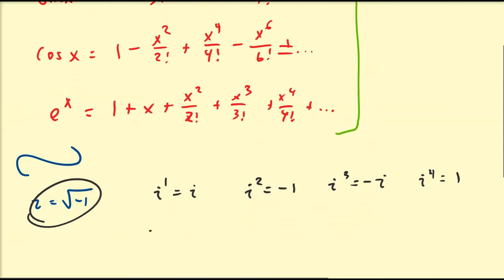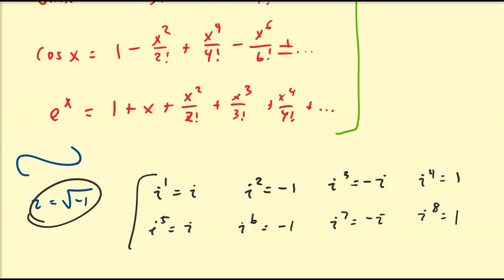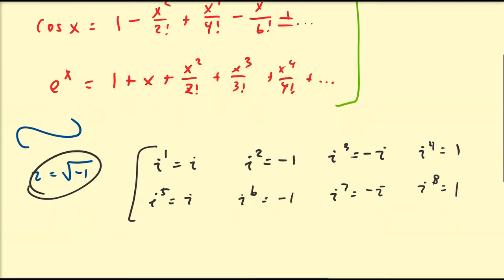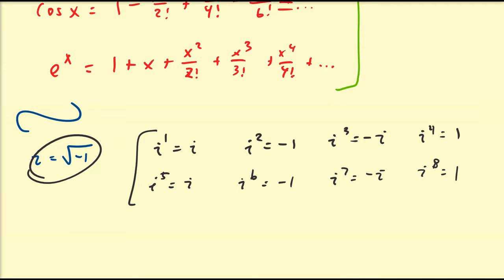If we continue in this fashion, we have i to the fifth is equal to i, i to the sixth is going to be equal to -1, i to the seventh will be -i, and i to the eighth will be equal to 1. And you can generalize this for all multiples of 4, modulo 0, 1, 2, and 3. But we're not going to generalize that here. I reference you to another video where we discussed that.